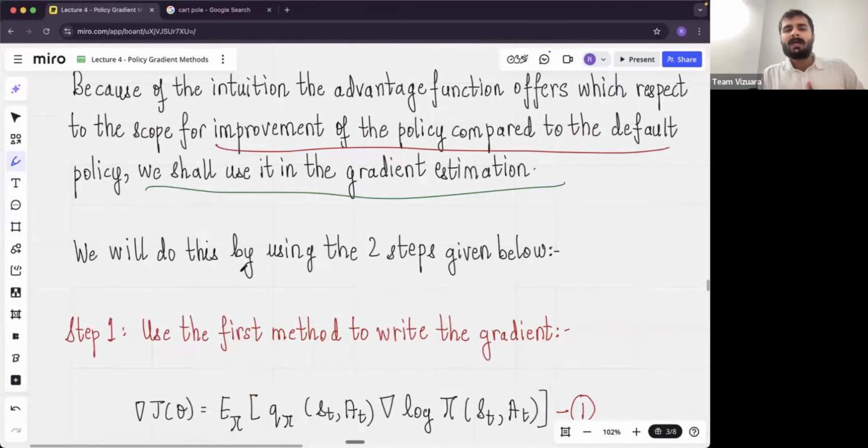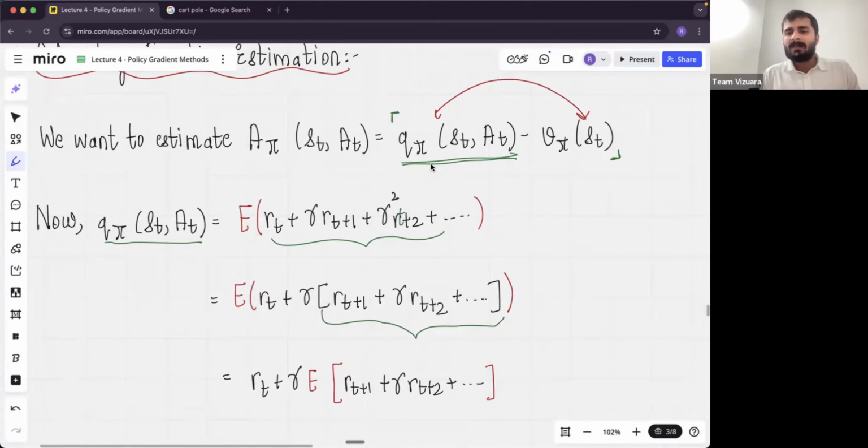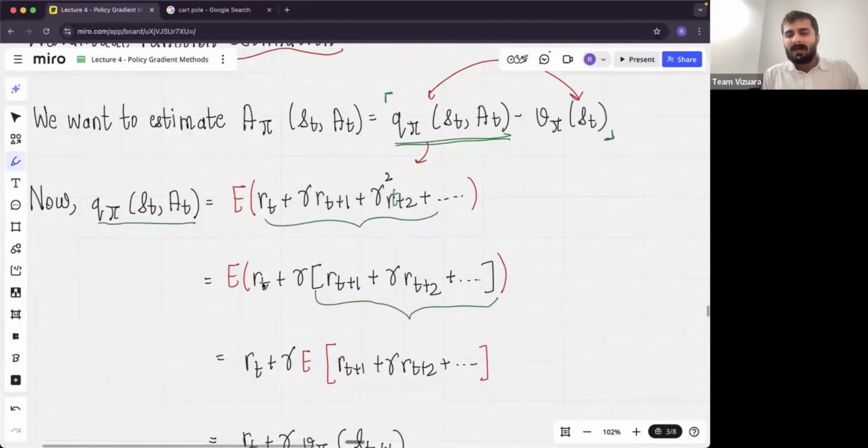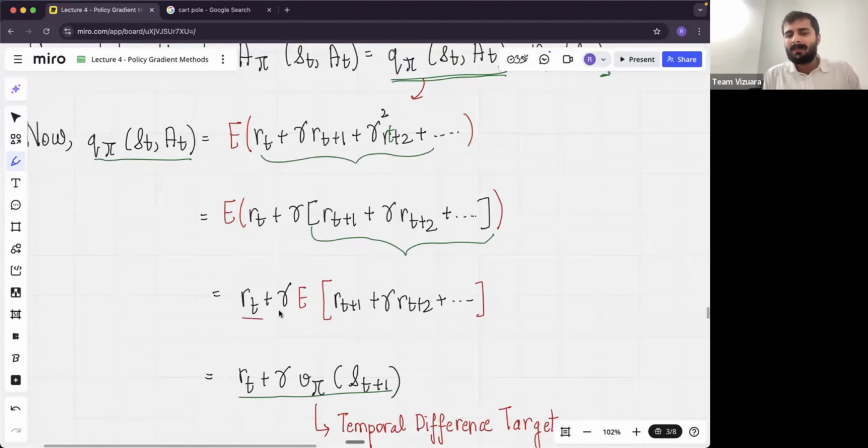So first we are going to look at the formula itself, which is Q pi minus V pi. Now what we do is we expand this Q pi and we write it as the expectation of R_t plus gamma R_t+1 plus gamma squared R_t+2, etc. Then we write this as R_t plus gamma times everything inside, which is R_t+1 plus gamma times R_t+2 plus and so on. So this also can be written as R_t plus gamma times the expectation of everything inside. And this is nothing but the value function of state S_t+1.